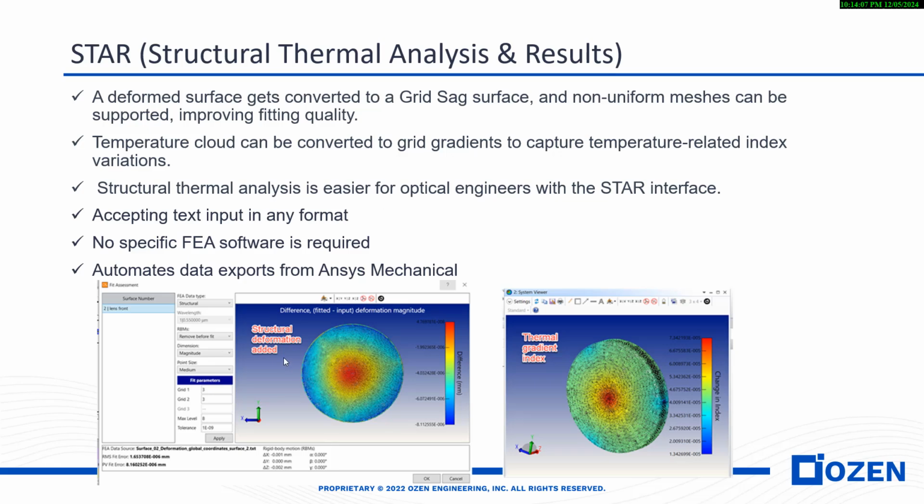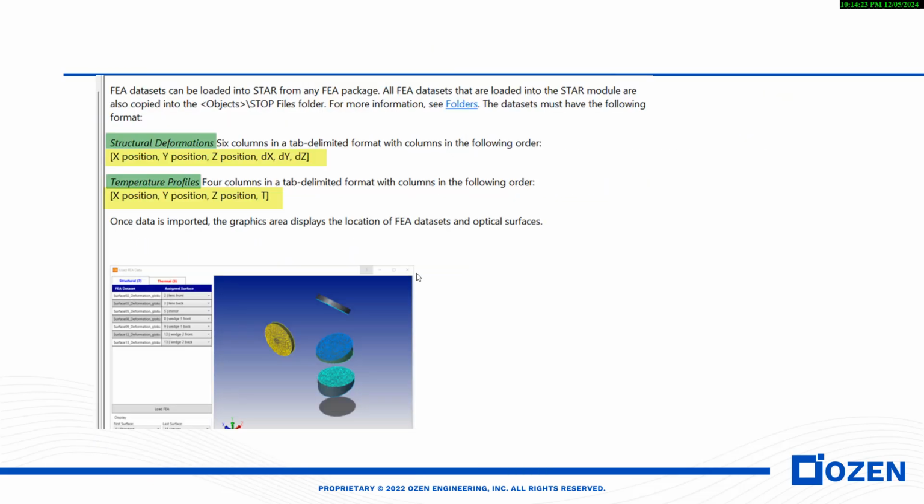As you see in this picture, we have the structural deformation, and here we also added the thermal index change in our surface. For the structural deformation, we have x, y, z, dx, dy, dz, and for the temperature profile, we have x, y, z, and temperature. For each surface, we have this information, a structural deformation and a temperature profile.